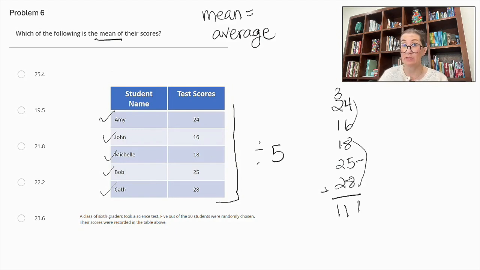Now to find the mean or the average, we have to divide 111 by 5. So 111 divided by 5. 5 goes into 11 2 times.